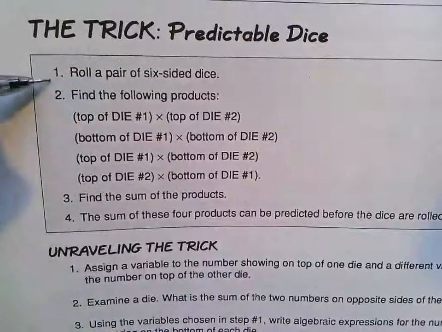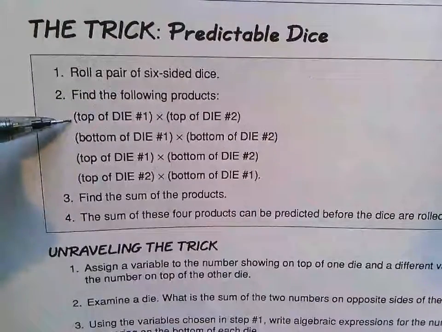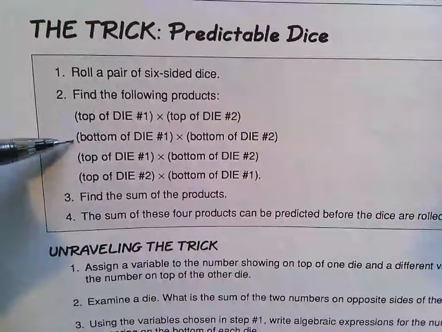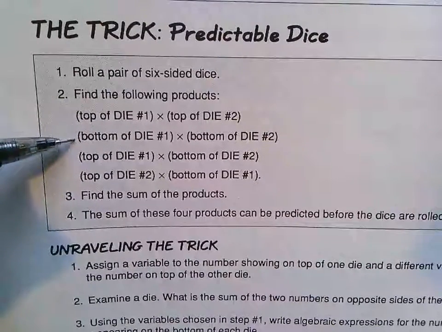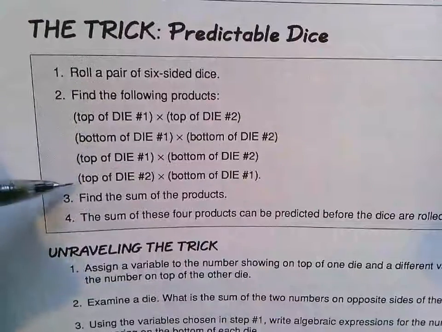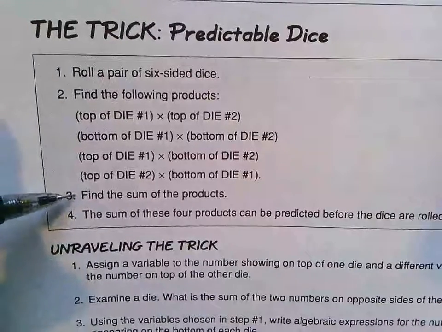Predictable dice. Roll a pair of six-sided dice. Find the following products. The top of die 1 times the top of die 2. The bottom of die 1 times the bottom of die 2. Top of die 1 times the bottom of die 2. Top of die 2 times the bottom of die 1. Find the sum of the products.